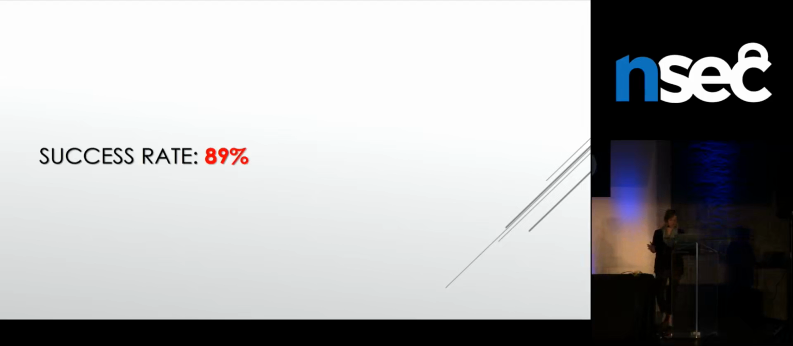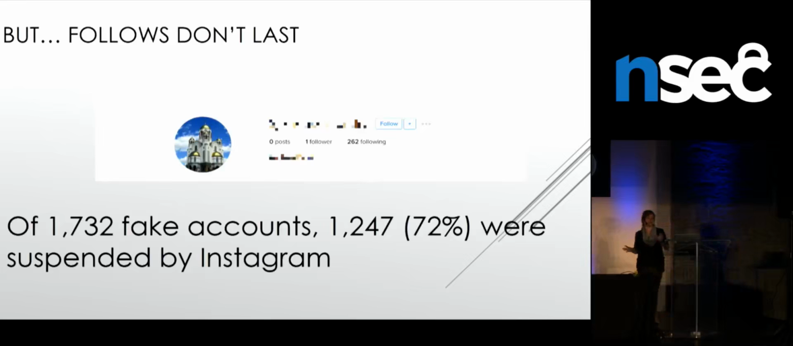But even though they're successful like that, there's one thing that we need to know, which is that follows don't last. So they're putting a lot of effort into making a like and a follow, but not any effort into making the fake account legitimate, so it's not flagged later on by Instagram. So here you've got an example of a fake account. The picture is a building. It's usually a building, a plant, or an animal, and the pixels are scrambled.